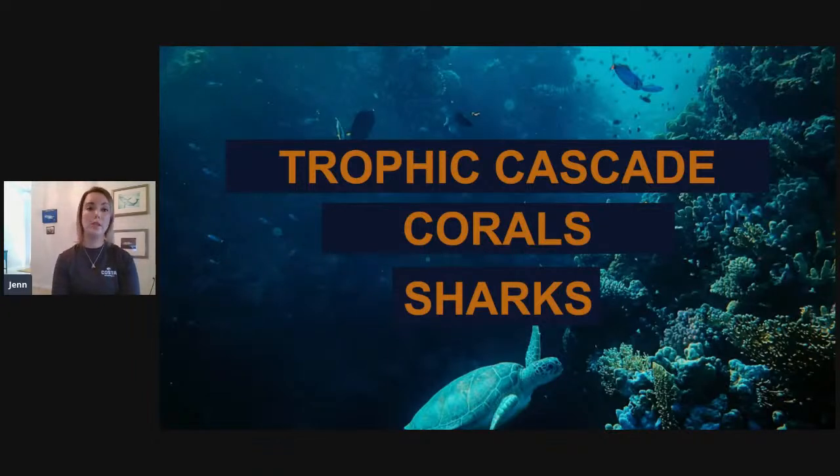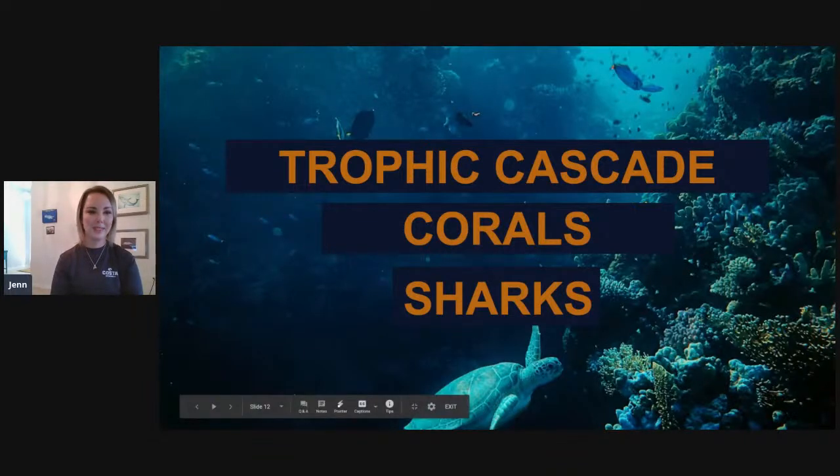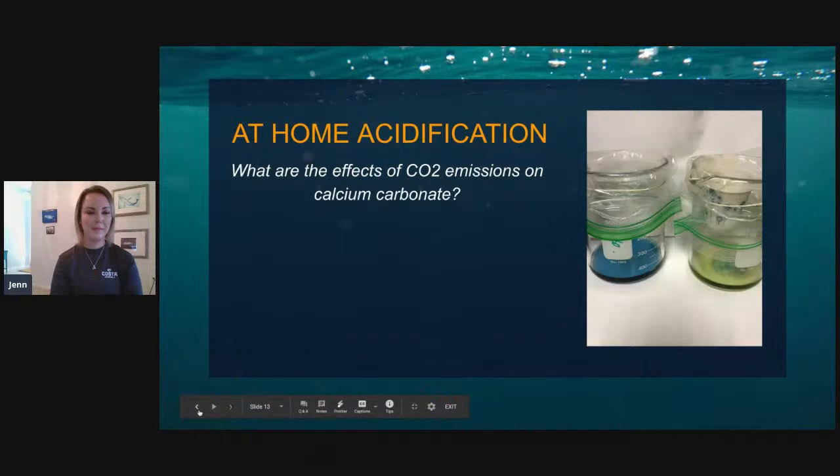If it becomes way too acidic, which we aren't at those levels quite yet, it will break down eventually, which we'll show you in this at-home lab that you guys can actually participate in if you have the materials, or I'll give you a couple alternatives that make it more quarantine friendly so you can use products in your own house. So, go ahead to the next slide.